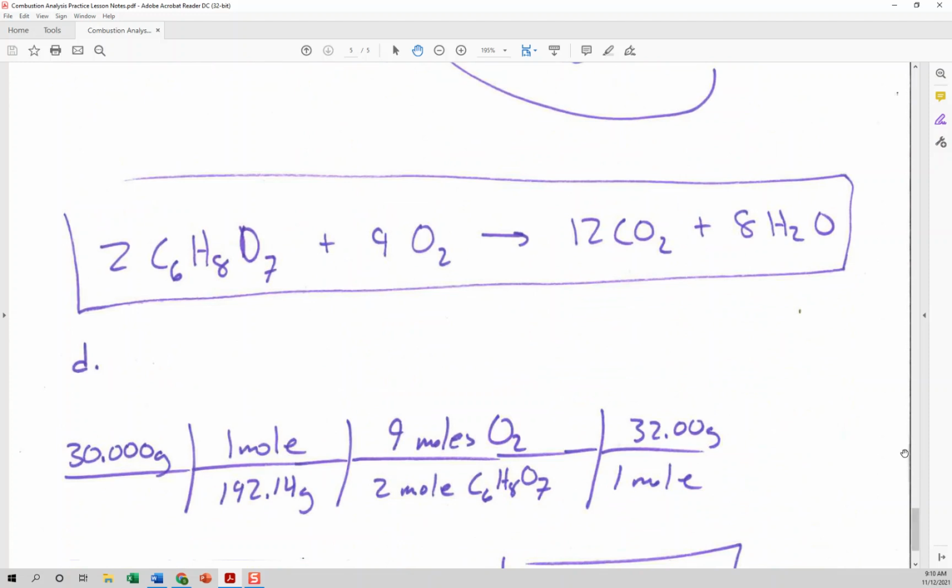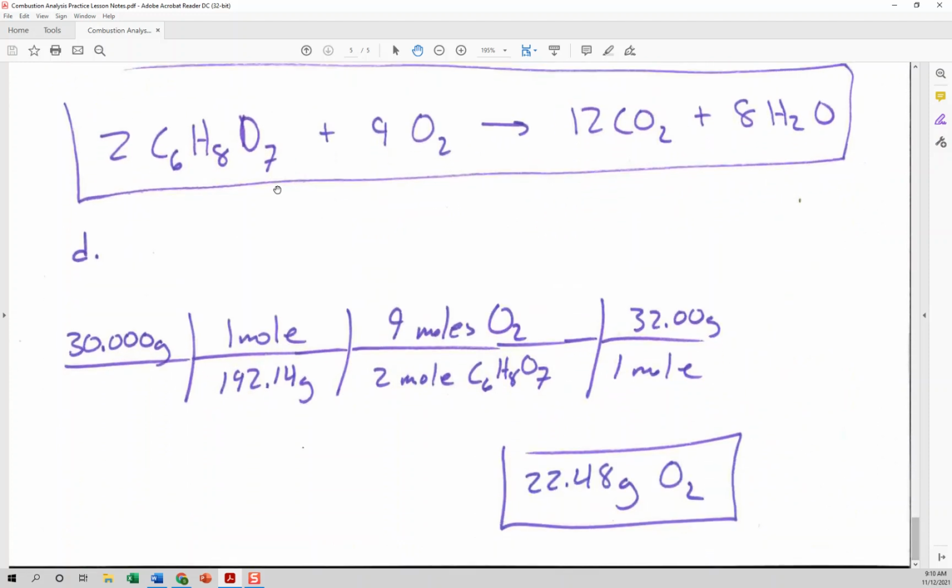So part D is just a stoichiometry problem. So now that we have our balanced combustion reaction, it asks what mass of oxygen is going to be required to completely burn 30 grams of the citric acid. So we would take our 30 grams of citric acid divided by the molar mass of citric acid, then times the mole ratio, 9 moles of oxygen for every 2 moles of citric acid, and convert to desired units. We wanted mass of oxygen, so O2 is 32 grams per mole, so we multiply by the molar mass.